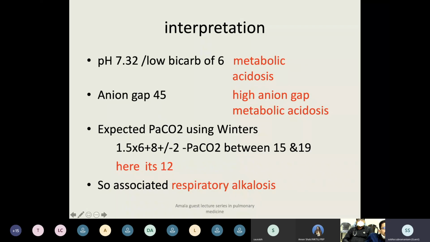Now look at her expected PaCO2. Her bicarb is 6. So what is the expected PaCO2 using the Winter's formula? It is 1.5 into 6 plus 8 plus or minus 2. So the PaCO2 should be between 15 and 19 if it is only metabolic acidosis. But here it is 12. So it is less. That means there is associated respiratory alkalosis in addition to metabolic acidosis.